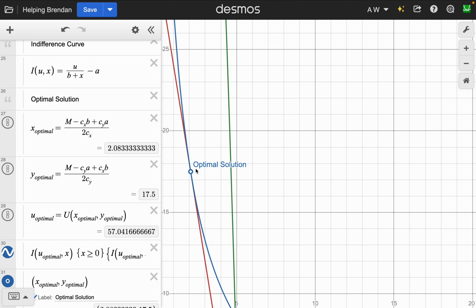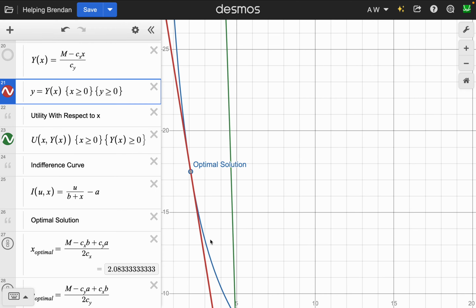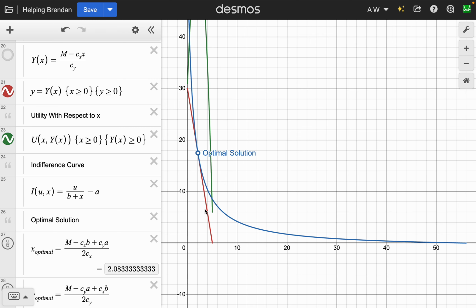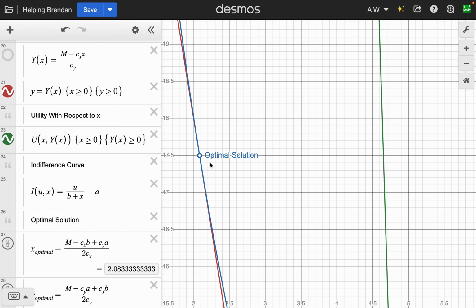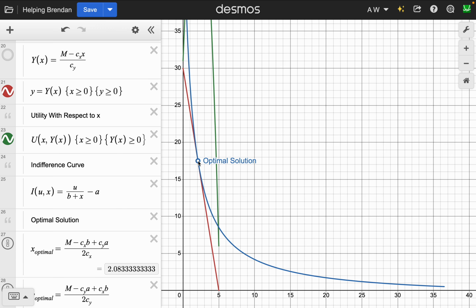So any move along this line will end up going to an indifference curve that's closer to the origin, meaning less utility. That's why this is the optimal solution. This is perfectly tangent, as you can see here.